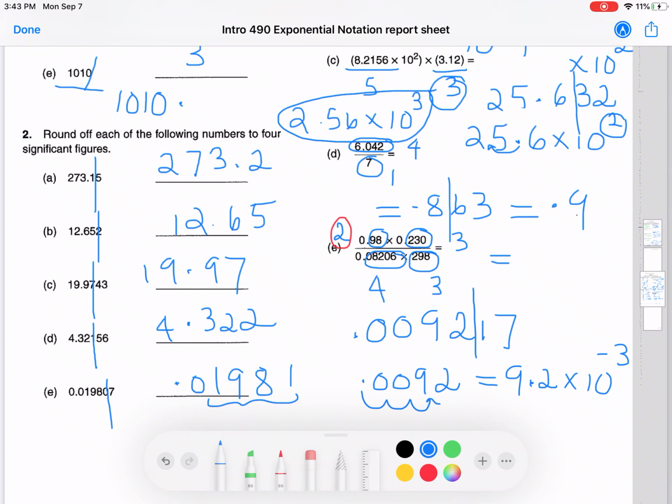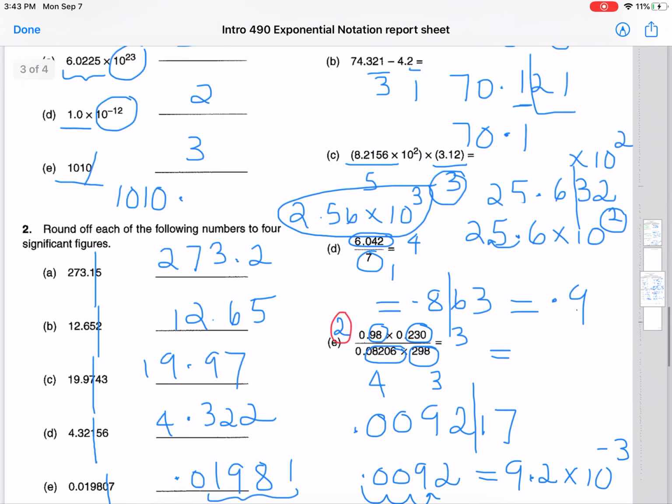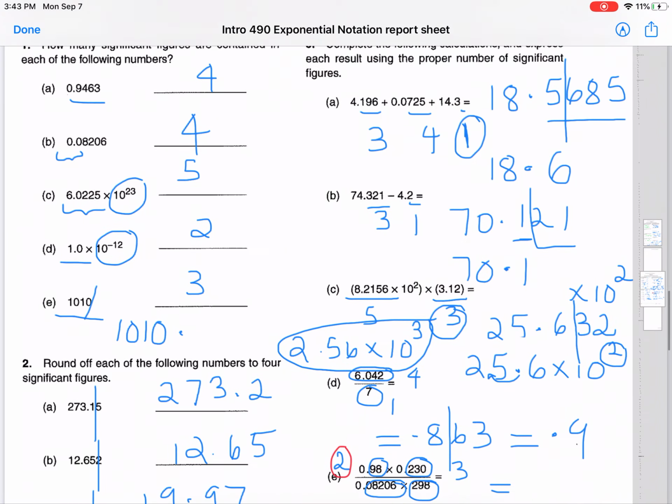All right. Anything else? Okay. So that's about the significant figures.